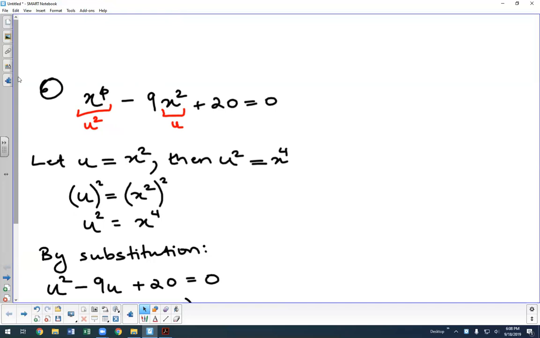So the idea was if I started out by calling my middle term u, and I raise both sides to the second power, when I get u squared, that will be x squared to the second power. So 2 times 2 will give me 4, which is the same thing as my first term. So I can call this u squared, call this u, and that's actually where my quadratic form or quadratic type is coming from.